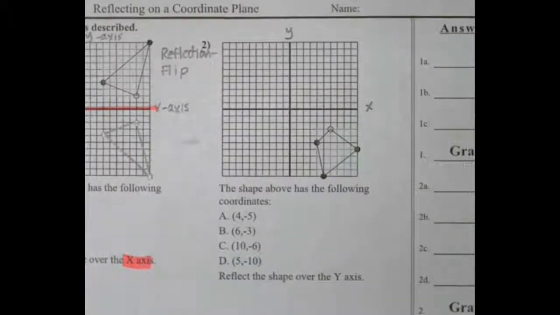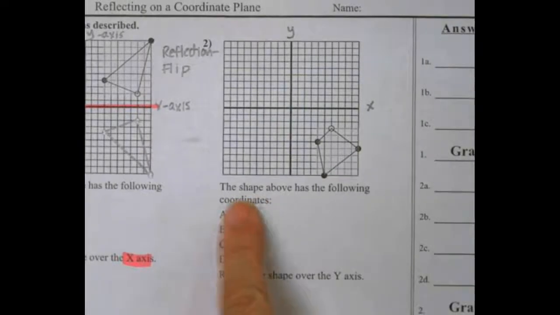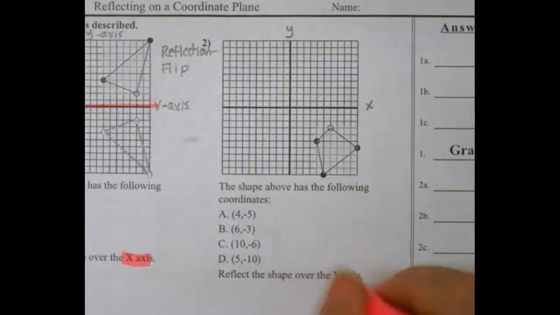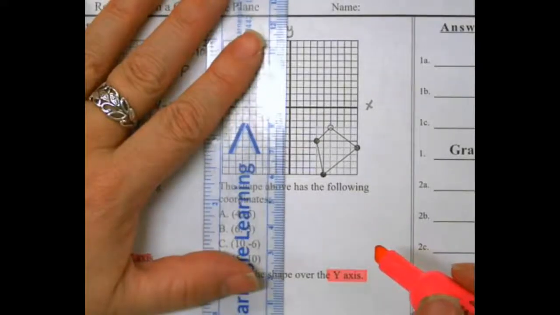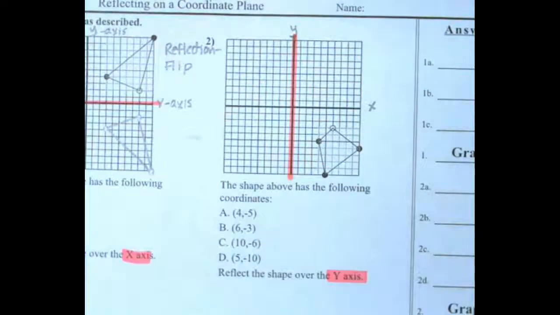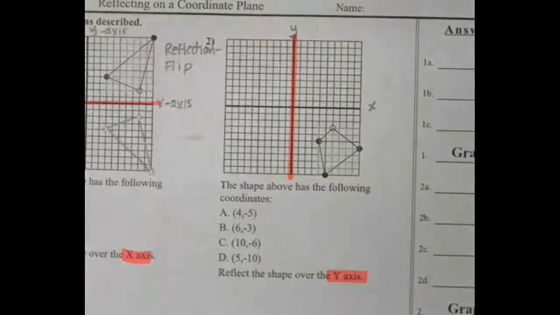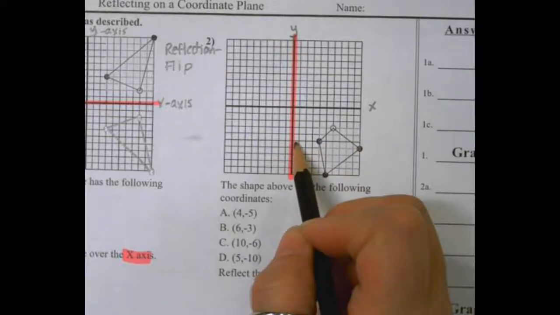Number 2 is a little bit trickier because it's got 4 points, but still not impossible. So let's go ahead and look at what the directions say. Okay, reflect the shape over the what axis? Y-axis. So I'm going to take my highlighter and my straight edge, and I'm going to find the y-axis. And that's the one that goes up and down, and I'm going to highlight it. Okay, so now we're going to count towards this middle.